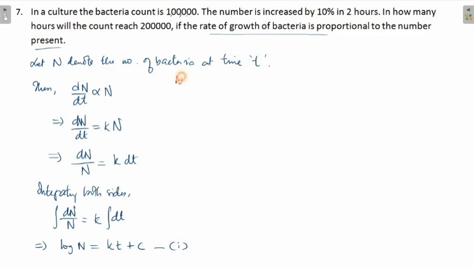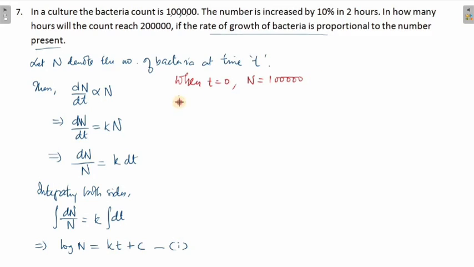So when t is equal to 0, that time the number of bacteria count is given to you as 10 lakhs. I'm sorry, 1 lakh. It's not 10 lakhs, it's 1 lakh. Now how many zeros are there? 1, 2, 3, 4, 5. Yes, so 5 zeros means 1 lakh. So we have got when t is equal to 0, the number of bacteria count is 1 lakh.